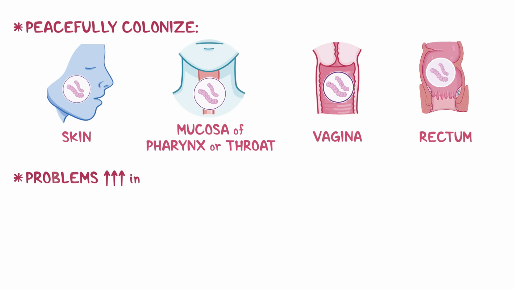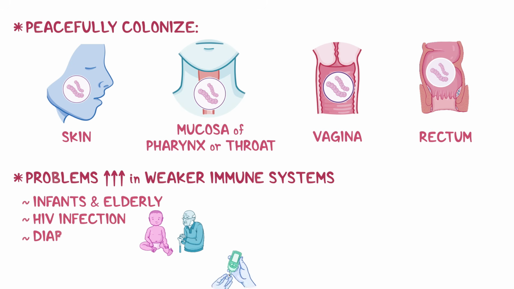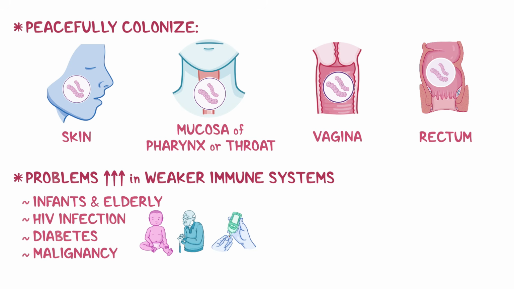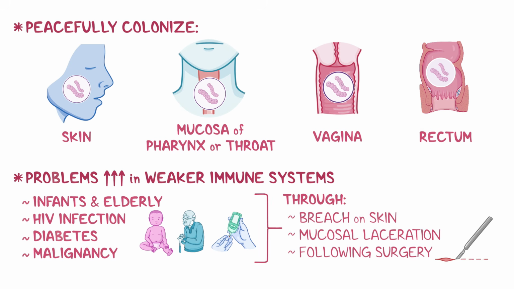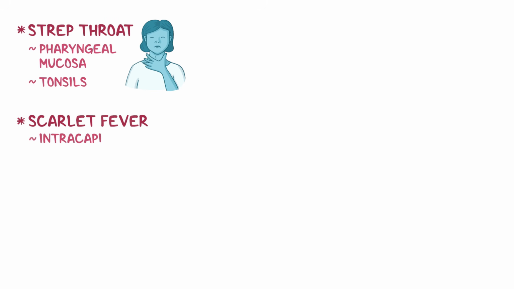Problems arise in individuals with weaker immune systems, like infants and the elderly. Other immune-weakening conditions include HIV infection, diabetes, or a malignancy. In these cases, strep pyogenes usually gets in the bloodstream through a breach on the skin, a mucosal laceration, or following surgery. Most often, strep pyogenes causes strep pharyngitis, also called strep throat, which is the inflammation of the pharyngeal mucosa and tonsils. Strep pharyngitis may also be associated with scarlet fever, which is when intracapillary hemolysis results in a bright red skin rash.